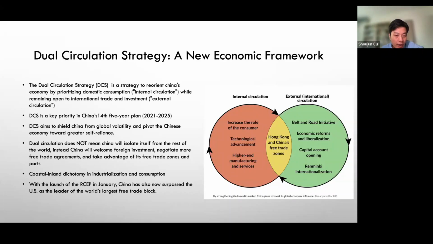And also with the launch of the RCEP in January this year, China has surpassed the US as the leader of the world's largest free trade bloc. There are quite a lot of countries in the Asia Pacific that are members of the RCEP, including Japan, South Korea, Australia, and ASEAN countries. So this is quite a big step for China's regional economic integration.